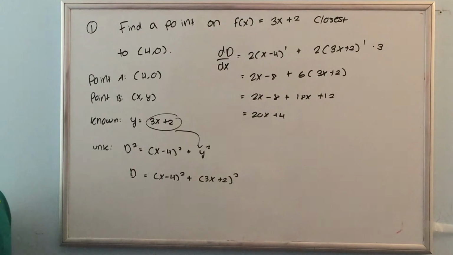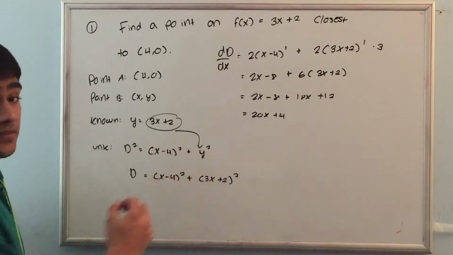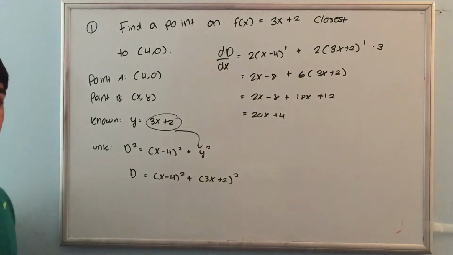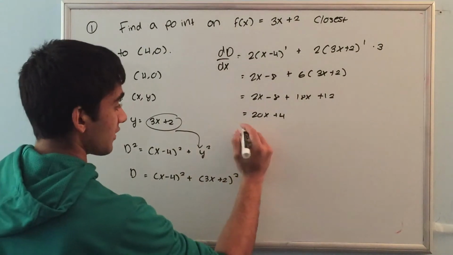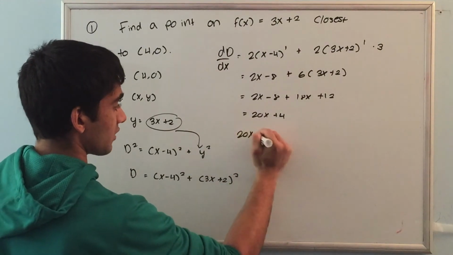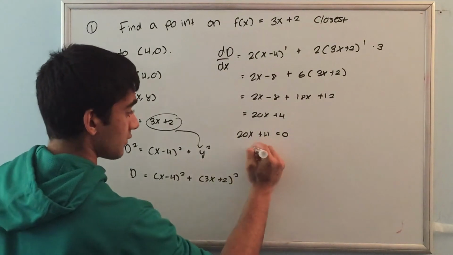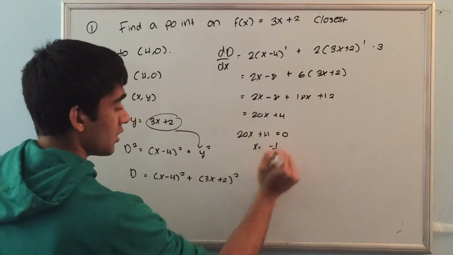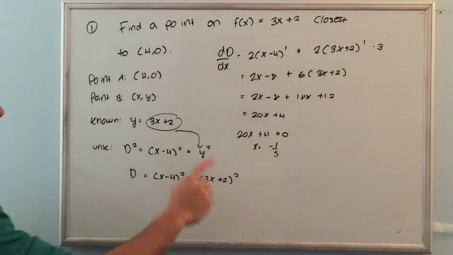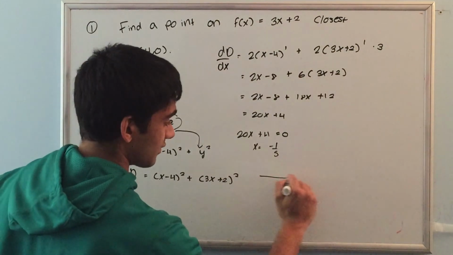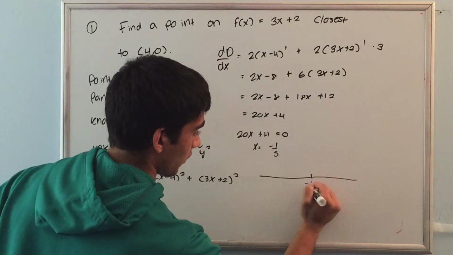And remember, we need to find the max or a min. We need to find the minimum value for x, so we need to set the derivative equal to 0. So we set 20x plus 4 equal to 0, and if we do that, notice we get x equals negative 1/5. Just because we got a value of x equals negative 1/5 doesn't mean that's actually a min, and we actually have to test that. So let's use the number line test. Let's have negative 1/5 over here.